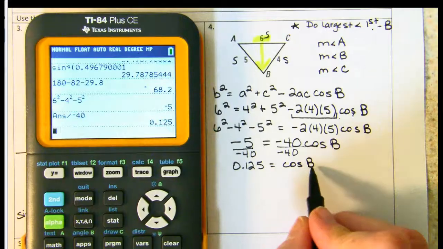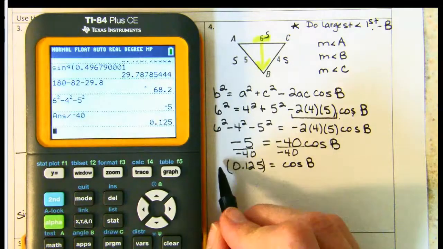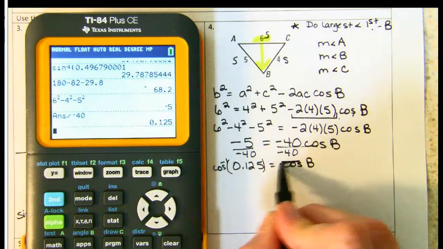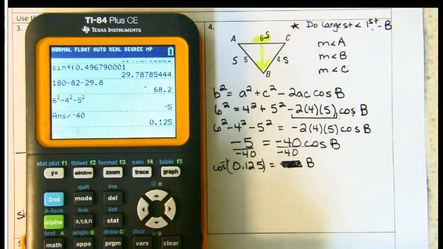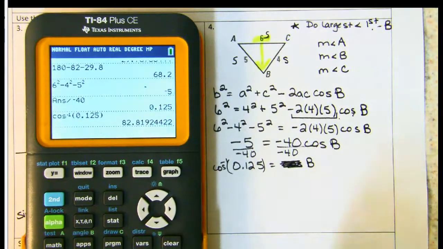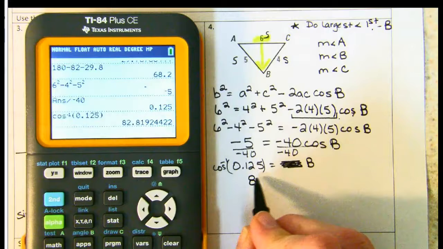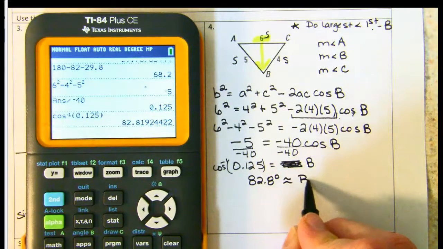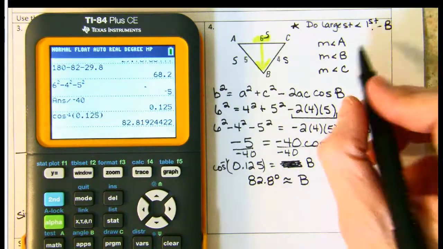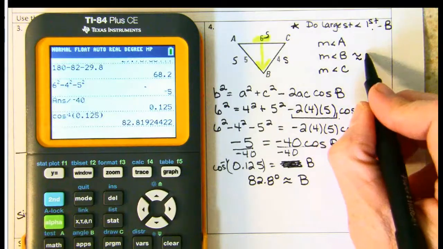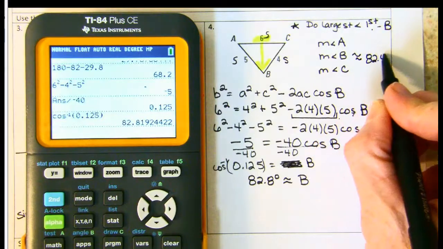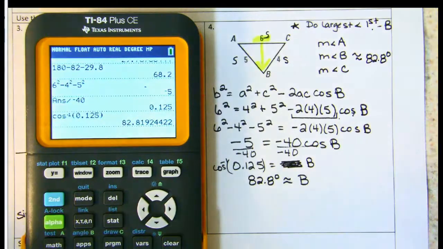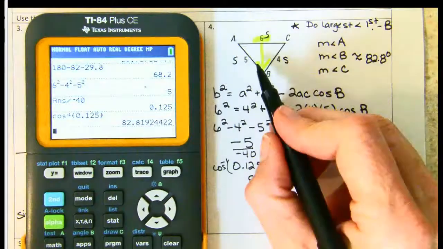Now, to get that angle, we're going to do the inverse of cosine. It'll take care of that. So inverse cosine of 0.125 is going to give us approximately 82.8 degrees for the measure of angle B. So if I go up here and put the measure as 82.8 degrees.